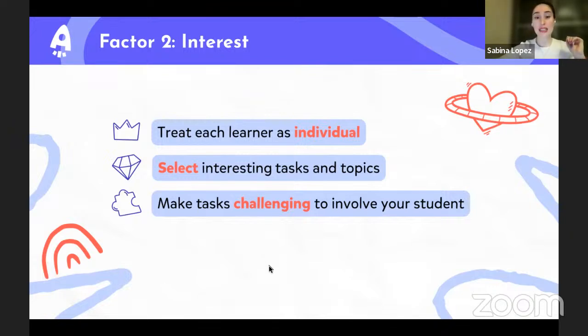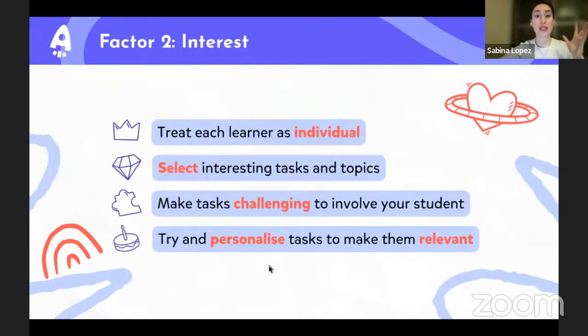Okay. And last but not least, personalize tasks to make them relevant to students, to make them interesting. If you're having a boy student in your classroom, let's imagine they are into video games, maybe talking about some video games will interest him a little bit more than talking about Barbies. If he's not into Barbies, like, sorry, I'm thinking about Barbies today.